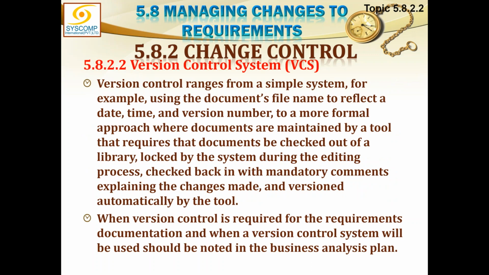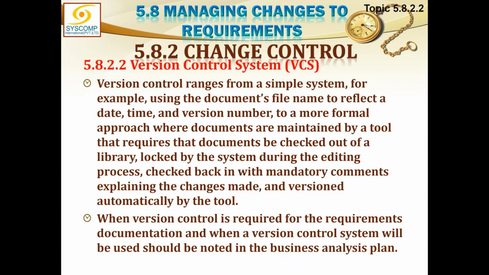Version control ranges from a simple system, for example, using a document file name to reflect a date, time, and version number, to a more formal approach where documents are maintained by a tool that requires the documents be checked out of a library, locked by the system during the editing process, checked back in with mandatory comments explaining the changes made, and versioned automatically by the tool.